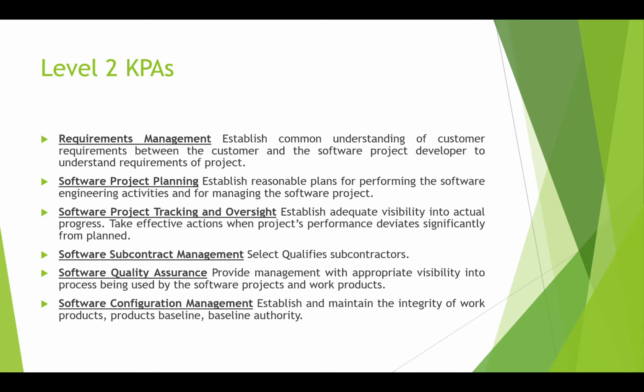So at level 2, the focus is on project management and process discipline. The main KPAs are requirements management, software project planning, software project tracking and oversight, software subcontract management, software quality assurance, and software configuration management. For instance, implementing version control through GitHub or Bitbucket falls under configuration management, while maintaining detailed project plans and schedules corresponds to project planning.